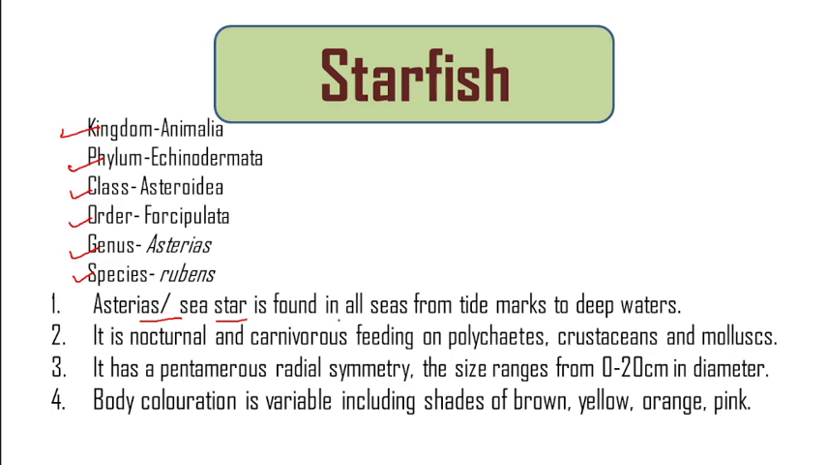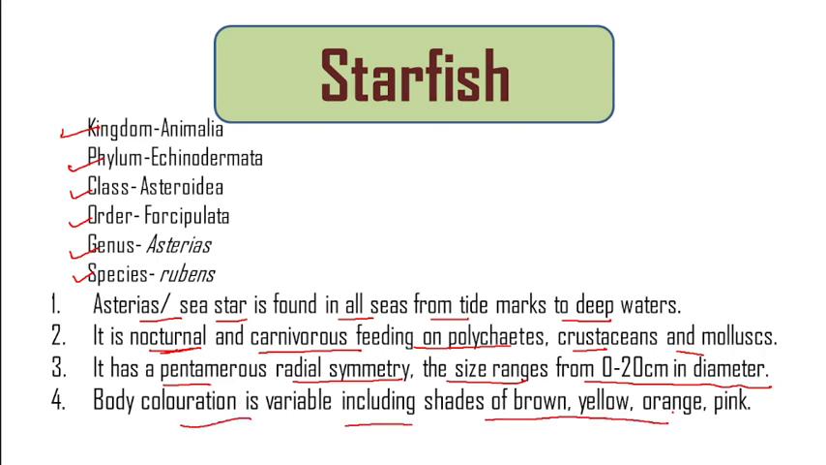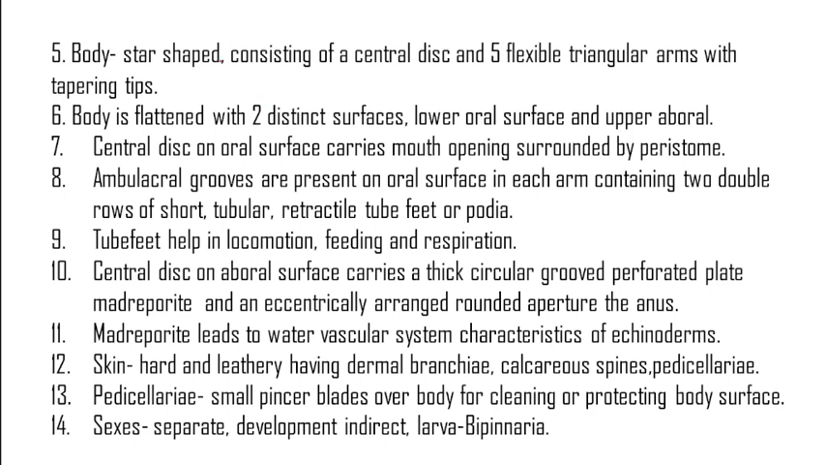Asterias sea star is found in all seas from tide marks to deep waters. It is nocturnal, means active during night, and carnivorous, feeding on polychaetes, crustaceans and mollusks. It is pentamerous. Pentamerous मतलब इसकी 5 arms होती हैं, radial symmetry. The size ranges from 10 to 20 centimeter in diameter. Body coloration is variable including shades of brown, yellow, orange and pink. Body star shaped होती है, consisting of central disc and 5 flexible triangular arms with tapering ends.